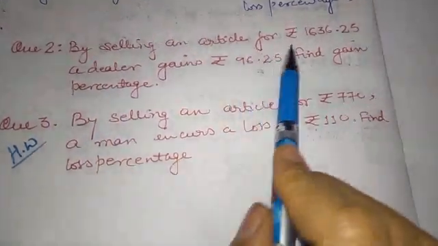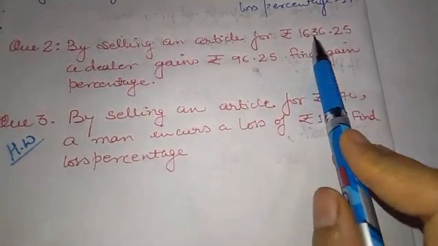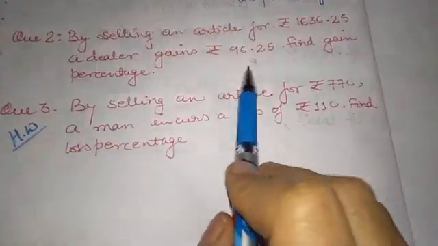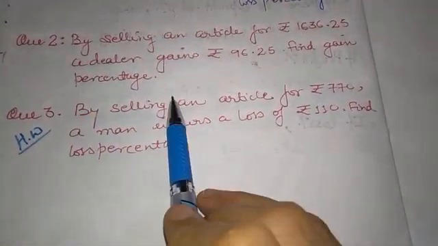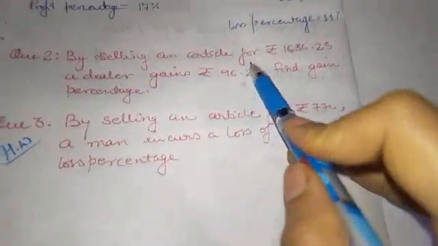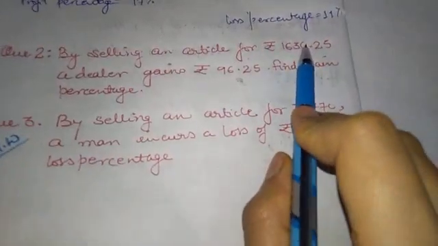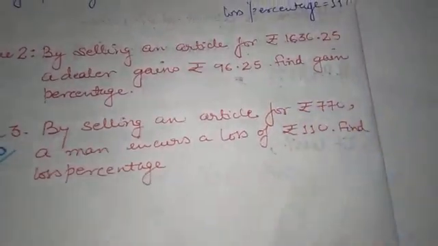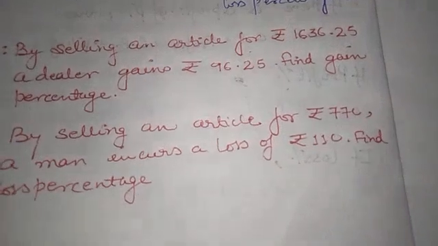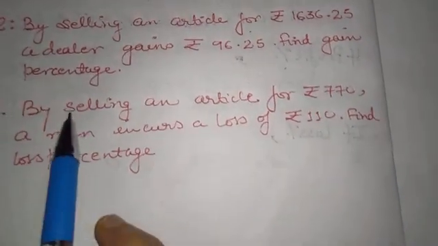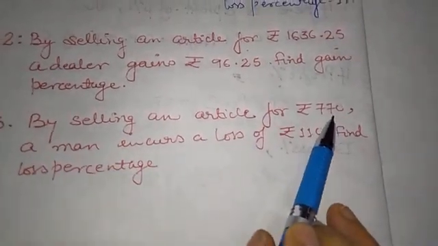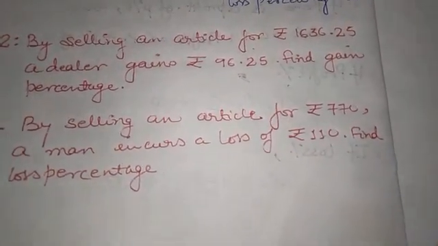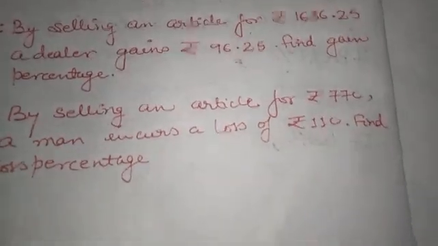Look at question number 2. By selling an article for rupees 1636.25, a dealer gains rupees 96.25. Find the gain percentage. Here selling price is given and gain is given. All we need is to find the cost price and then we will find the gain percentage. In the same way, if the selling price of an article is given and the loss is given, we need to find the cost price and then we will find the loss percentage.